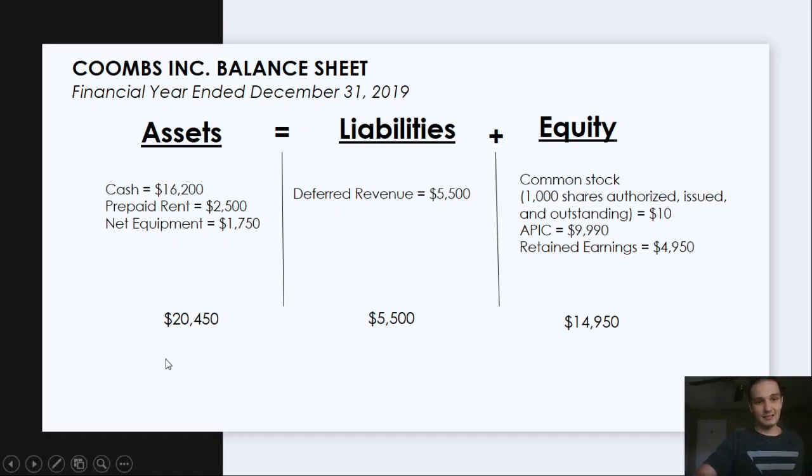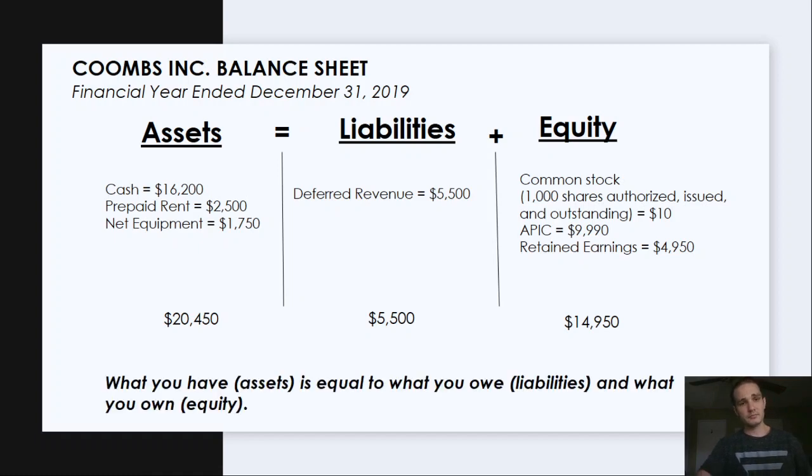So our assets, our $20,450, are partially now owed to creditors, right? We owe services to a creditor who is our customer, and are financed through our owners and our operations. So always remember this. This is how I remember it: what you have is equal to what you owe and what you own, right? We owe some services to a customer, and the rest is what we own, either through our investor cash investment, or through our operations through retained earnings.